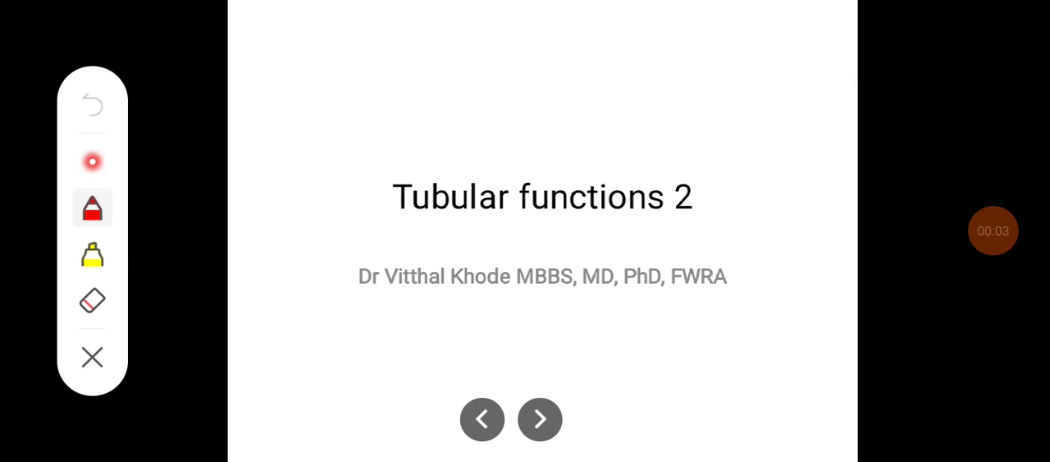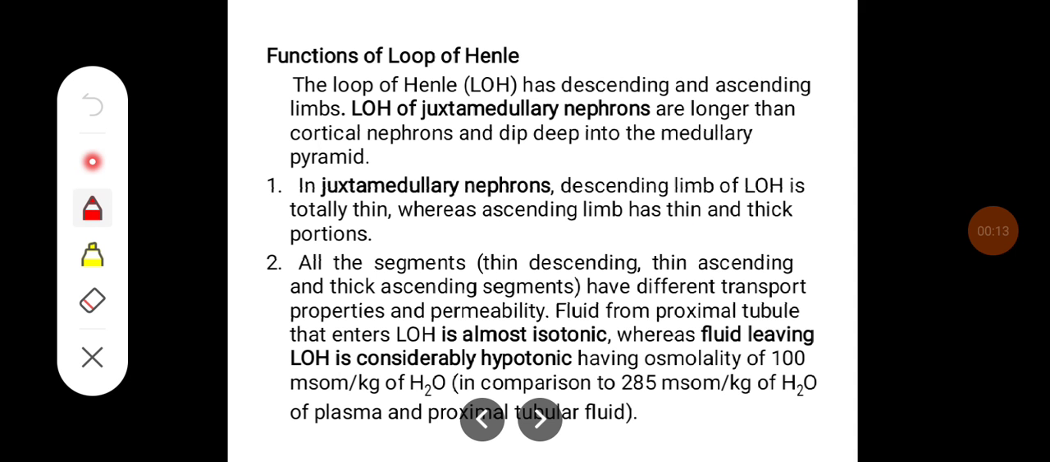Hello everyone. In this class, we'll try to learn about the functions of loop of Henle, distal convoluted tubule and collecting duct. Functions of loop of Henle. The loop of Henle has descending and ascending limbs. Loop of Henle of juxtamedullary nephrons are longer than the cortical nephrons and dip deep into the medullary pyramid.